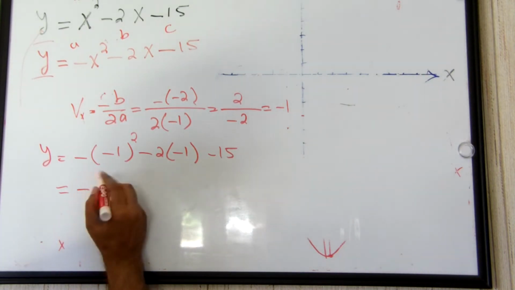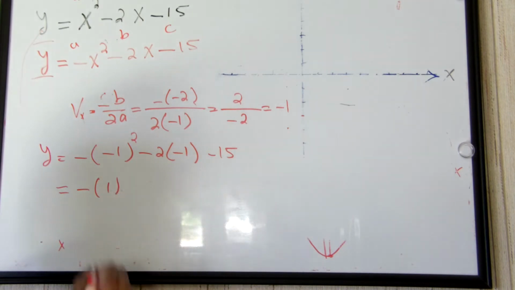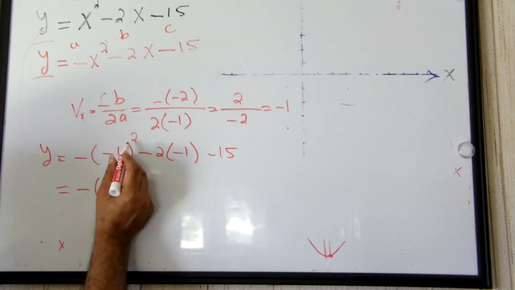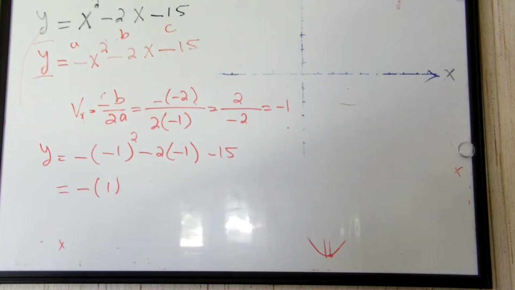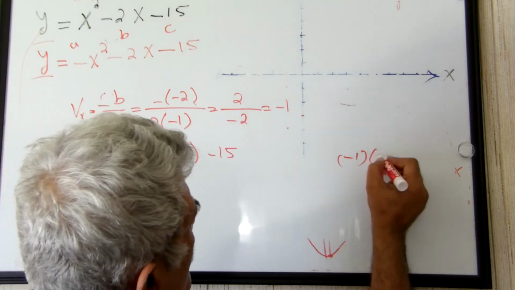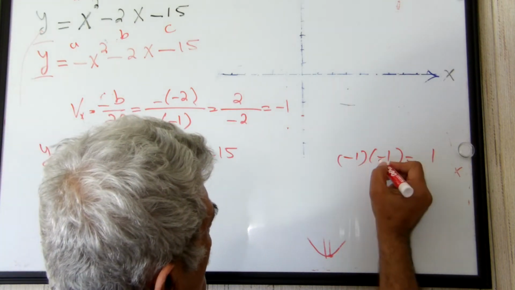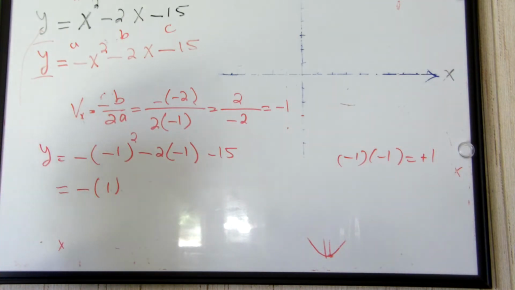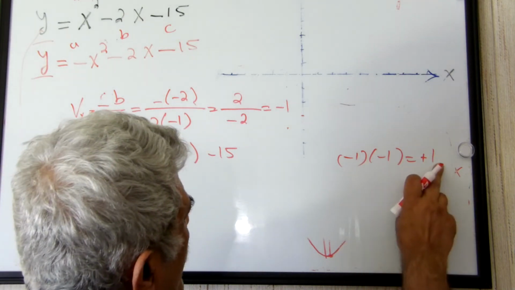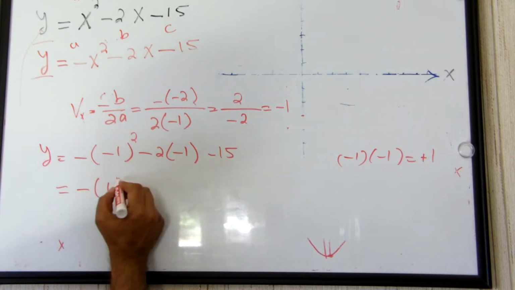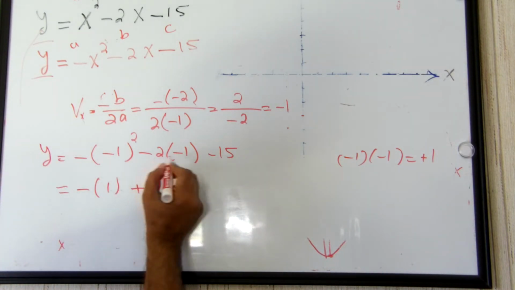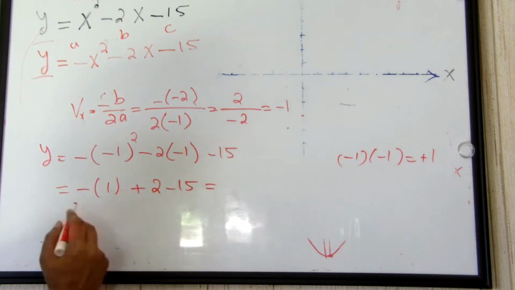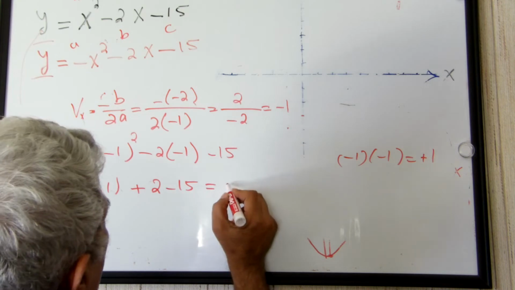Or, you know, the result in the parentheses, squared, minus 1 times minus 1 is equal to 1. Minus times minus is going to be plus, and 1 times 1 is going to be 1. So it's going to be plus 1 plus 2, minus 2 times 1 plus 2, minus 15, which is minus 16 plus 2, minus 14.